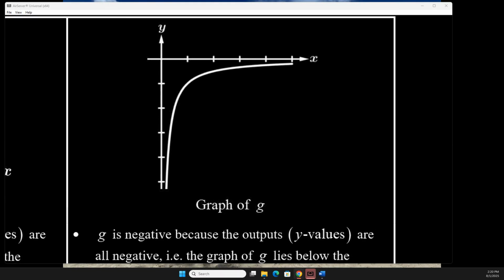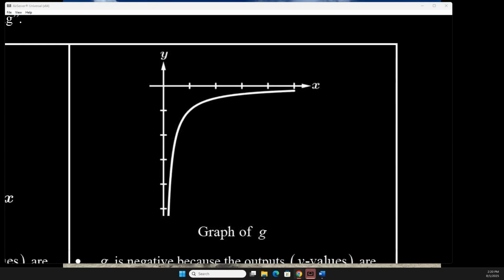All right, and then this one. Okay, without looking at the words, would you guys say this function is positive or negative? Negative, because everywhere is below the x-axis. Would you say this function is increasing or decreasing? Increasing, because everywhere we're going up from left to right, the y values are getting bigger.